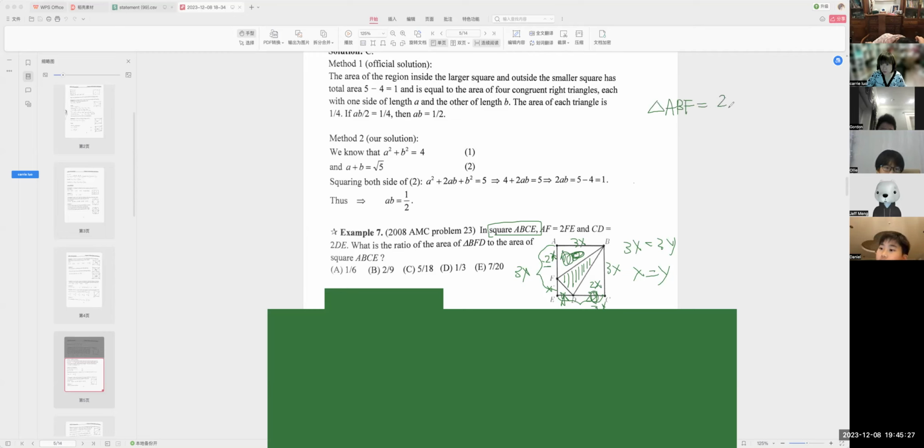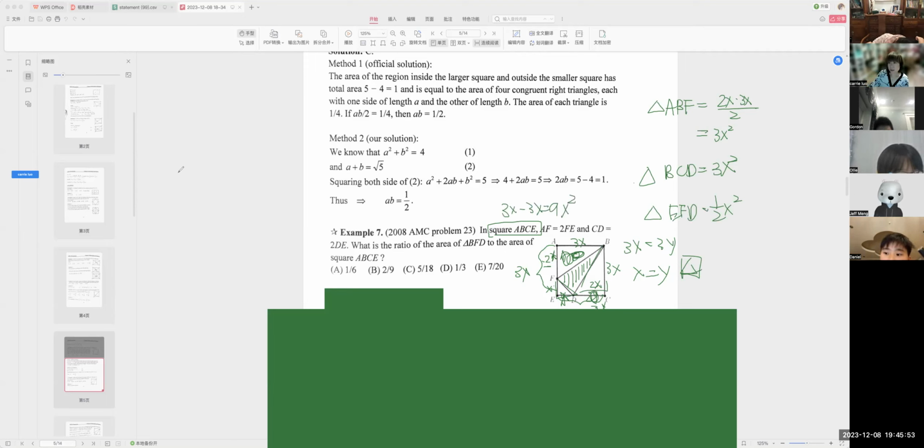Is it 2x times 3x divided by 2 equals 3x squared? What is this one? Triangle BCD also equals 3x squared. How about this one? This triangle EFD equals half x squared. So what is the total area? The total area of ABCE is 3x times 3x equals 9x squared.